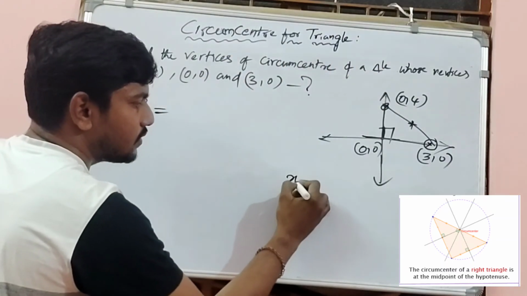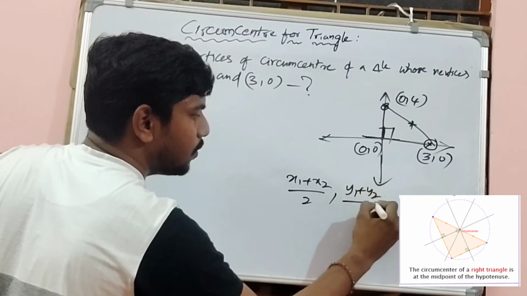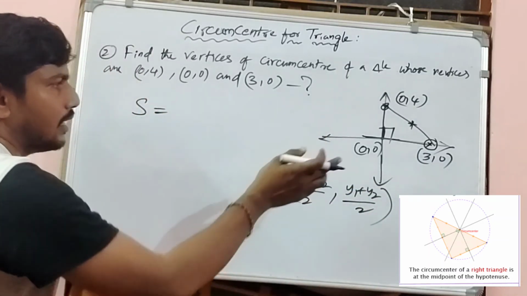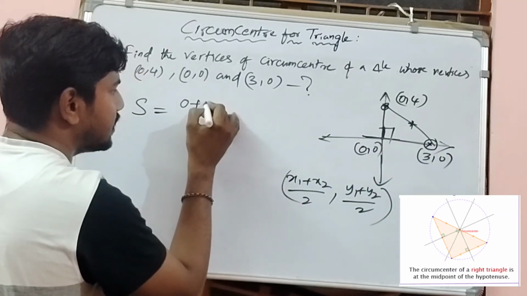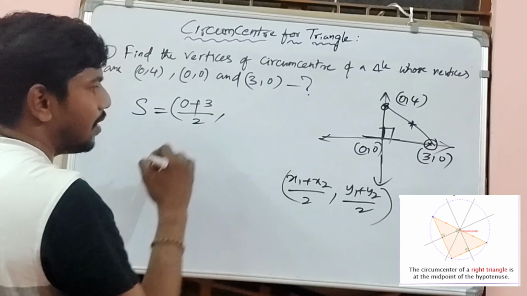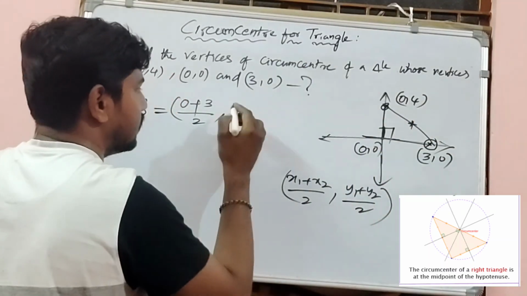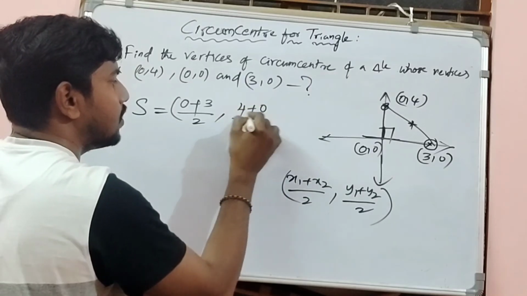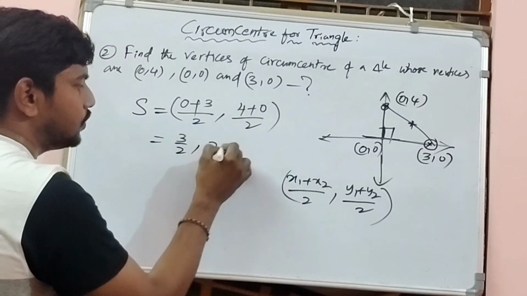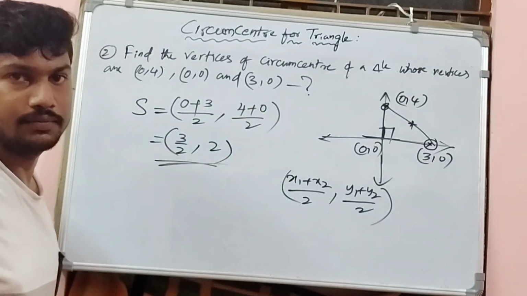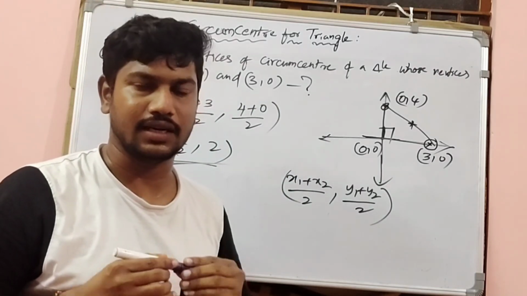Midpoint formula we know, x1 plus x2 by 2, y1 plus y2 by 2. Then I will say 0 plus 3 divided by 2, x2 is 3, comma. Next, y1 is 4 and y2 is 0, so 4 plus 0 by 2. So this will be 3 by 2 comma 2, which is the required answer. So it's very simple to find the circumcenter for a right angle triangle.